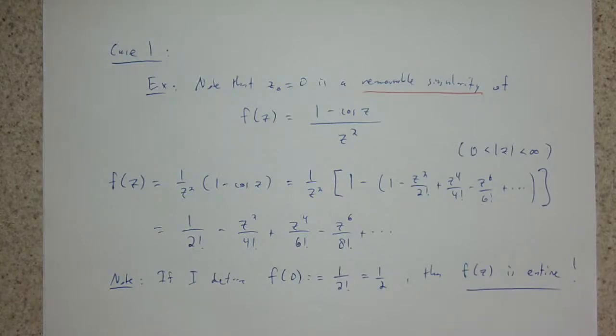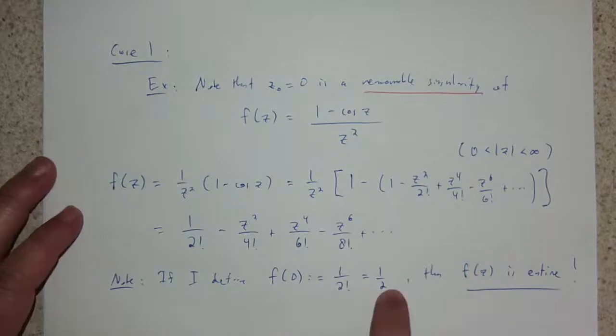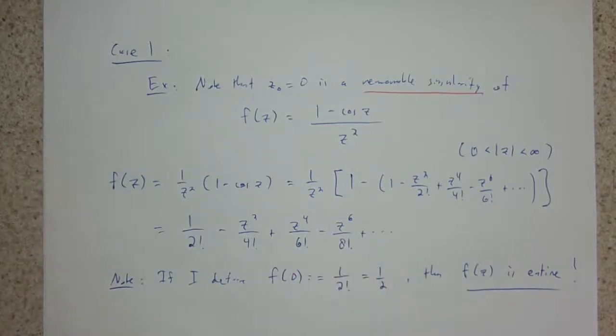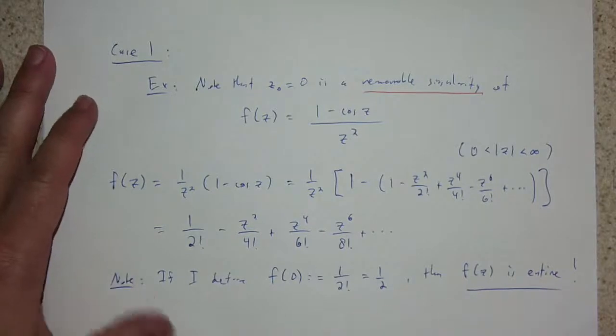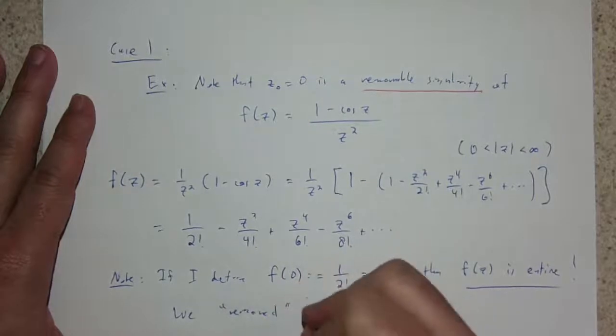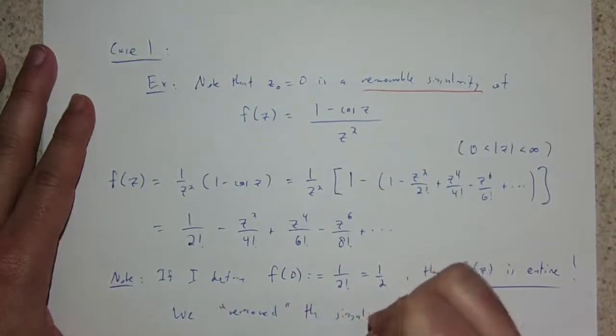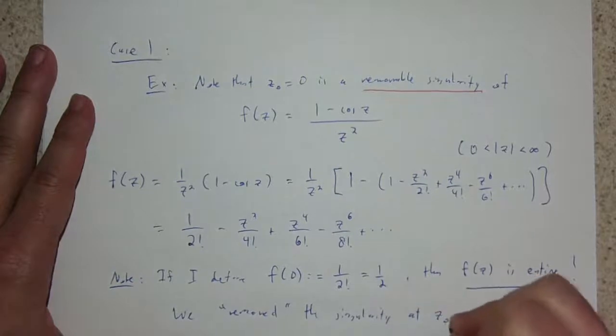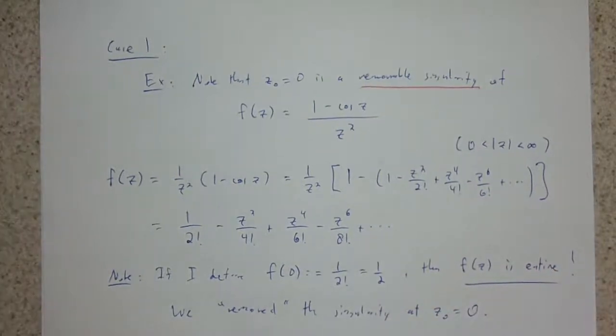Okay? And so it is a singularity. But what you can do is define an extension of that function that has a value that you choose at 0. Technically this is like a piecewise function, if you like. And it's actually analytic there. And so you have removed the singularity by doing this definition. So we removed the singularity at z0 equals 0.